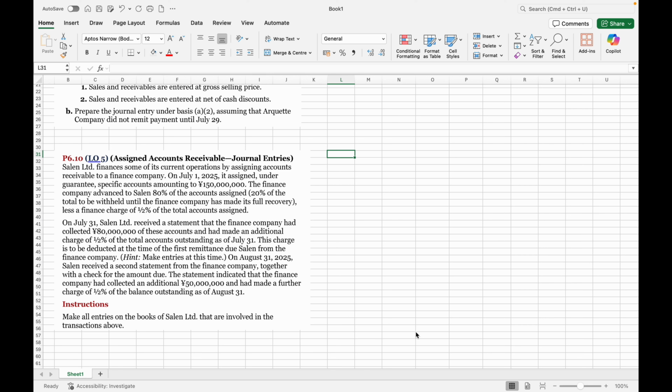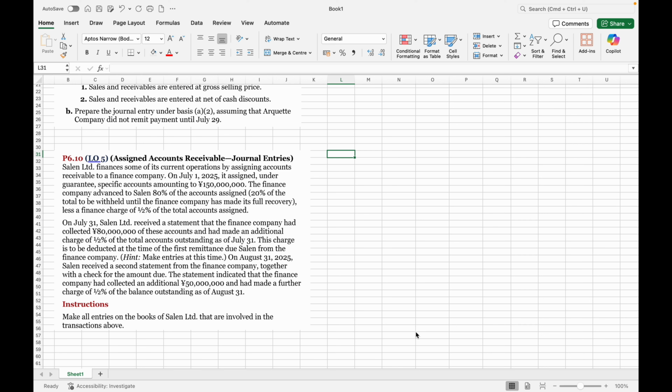On July 31st, Selena Ltd received a statement that the finance company had collected 80K of these accounts and had made an additional charge of 0.5% of the total accounts outstanding as of July 31st. This charge is to be deducted at the time of the remittance due to Selena from the finance company. And on August 31st, 2025, Selena received a second statement from the finance company together with a check for the amount due. The statement indicated that the finance company had collected an additional 50K and had made a further charge of the balance outstanding as of August 31st.